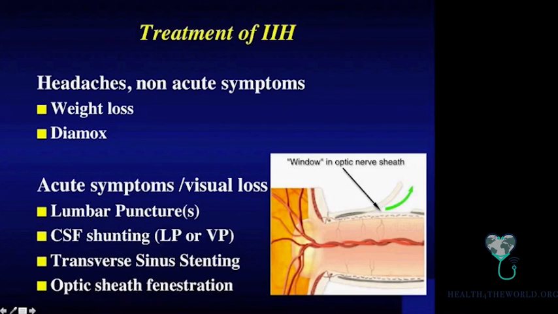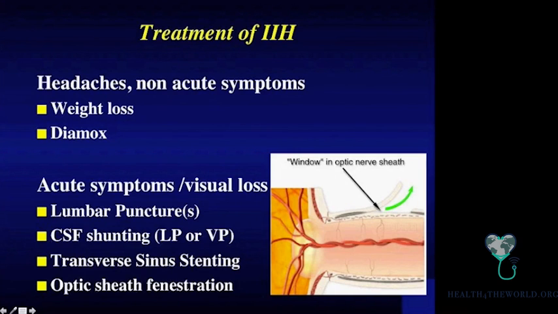Okay, the treatment. I mentioned weight loss, of course, is the easiest thing. Maybe not the easiest thing, having been on that side of the equation. It's not so easy to lose weight or to keep it off, but that would be one factor that would be the first, less interventional factor, Diamox being another. I mentioned lumbar puncture and shunting, transverse sinus stenting, and then in those who are going down in vision, there is optic nerve sheath fenestration.